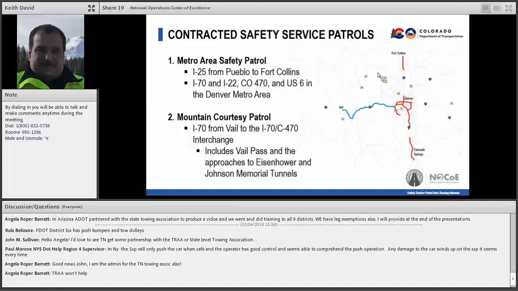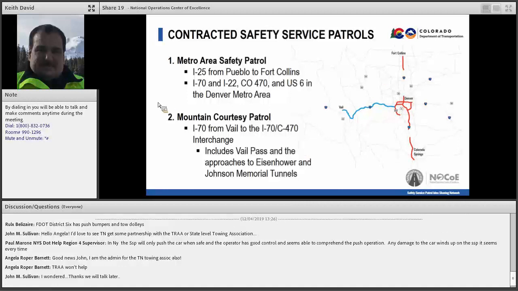So we have 2 contracted safety patrol areas. We have one that covers pretty much the whole Front Range now, from a little north of Pueblo all the way up to Fort Collins along I-25. Most of the trucks are in the Denver area. I believe they have roughly 30 trucks at peak time between the whole metro area. We also have our Mountain Courtesy Patrol, which is where I currently am assigned for that maintenance section. Our Mountain Courtesy Patrol goes from Vail to the metro area along I-70 and C-470. It includes Vail Pass and the approaches to the Eisenhower and Johnson Memorial Tunnels. Each group operates slightly different, and that's based on different levels of partnerships with our partner agencies and different terrain issues, geography and traffic volumes. If you go to the next slide, please.